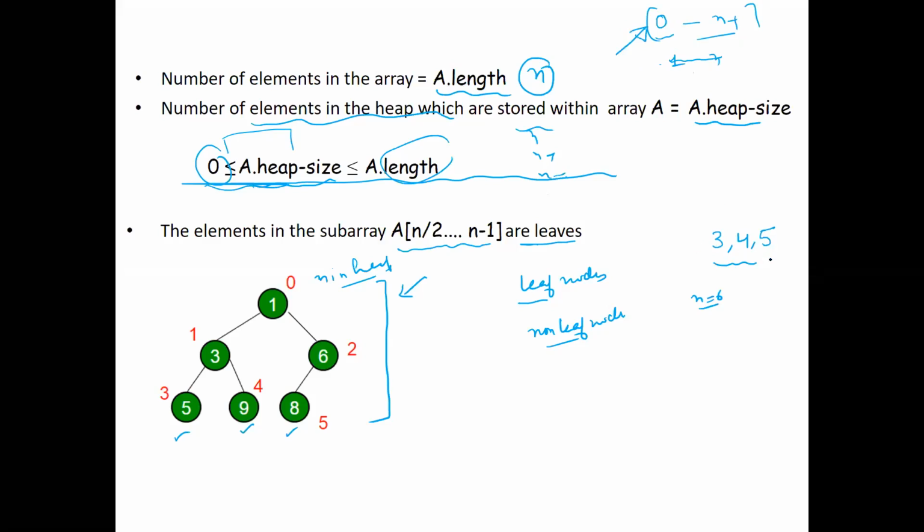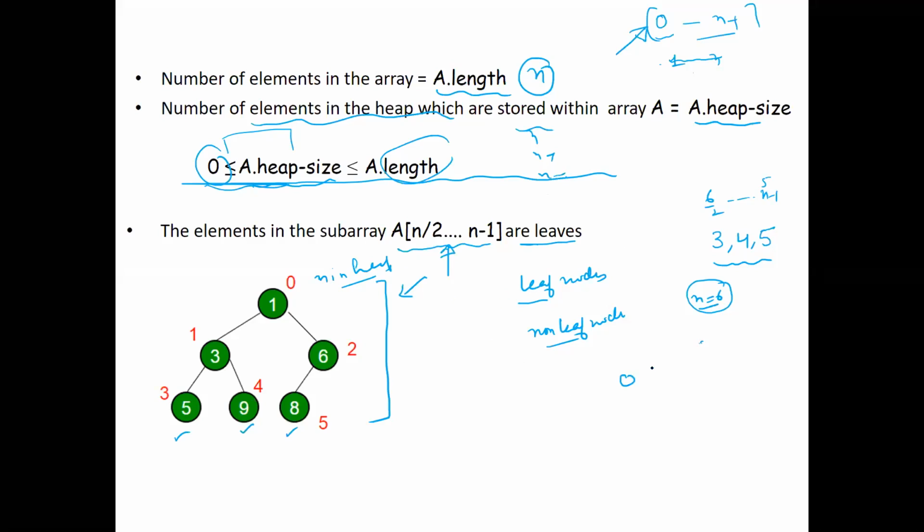So 3, 4, 5 are the indices of the leaf elements. If you look carefully from here, these are the only 3 leaf elements. So how do we generalize the concept? If n is 6, the leaf node indices will be 3, 4, 5, that is 6/2 till n-1, that is equal to 5. So leaf nodes are always from n/2 till n-1. You can cram this also.